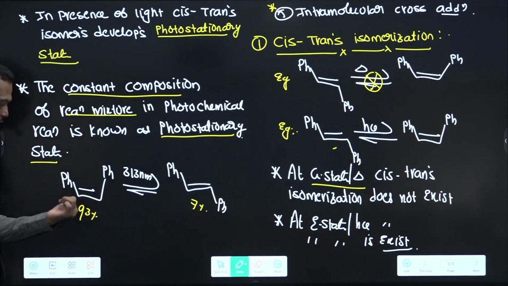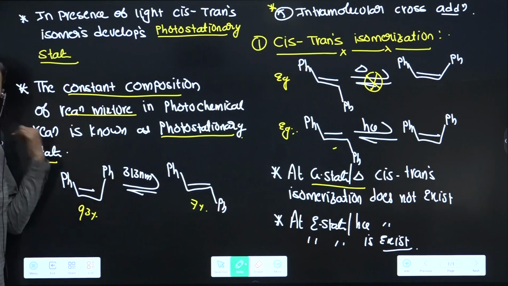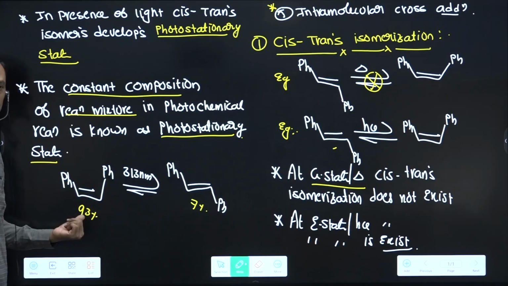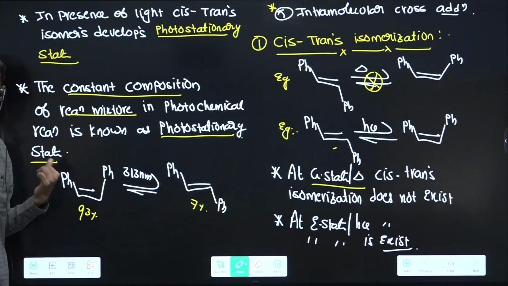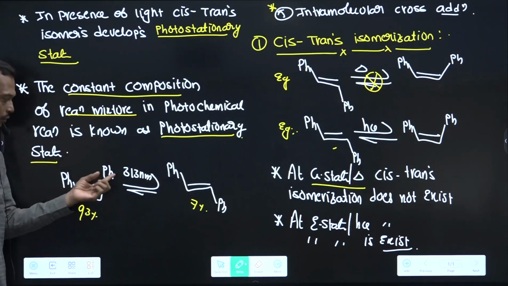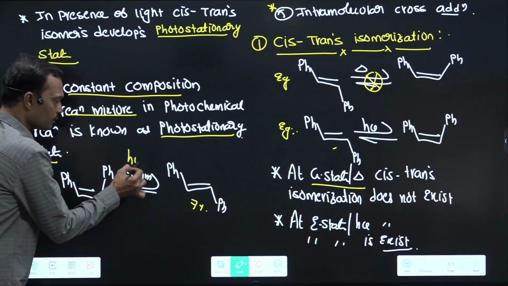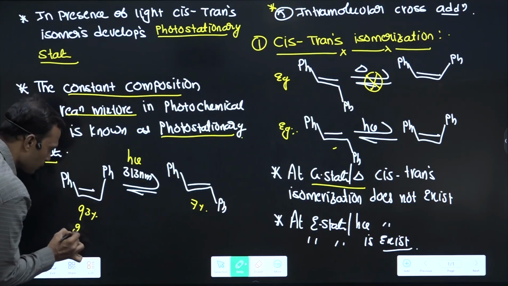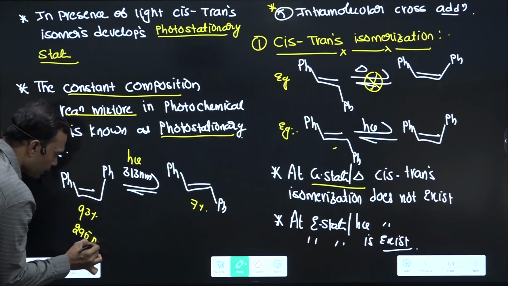Okay, be careful. This question was given in the DL exam, recently conducted by Telangana state. Most of the people think trans is 93%, that is wrong. When they gave the light, what is the light wavelength? 313 nanometers. So what is the absorption wavelength of this one? 295 nanometers of wavelength.